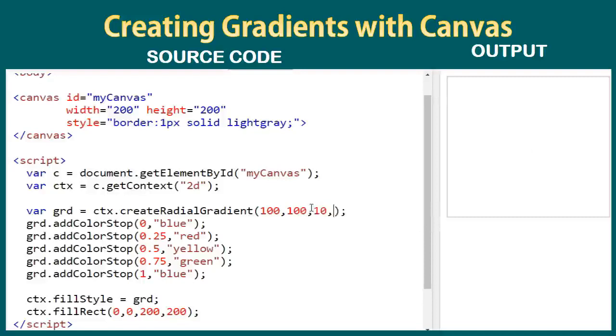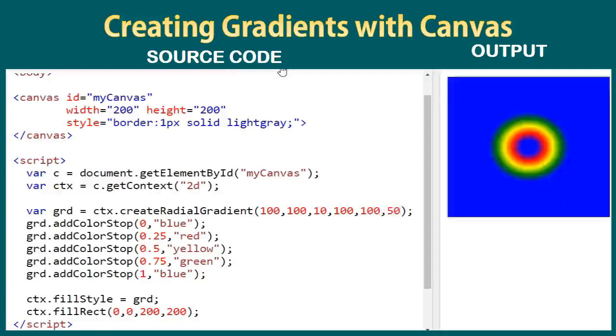And once again, I have to mention the center for the other circle. So that is also going to be 100, 100. And the radius is going to be 50 initially. Now let us see how the output is. So we have obtained a radial gradient like this.